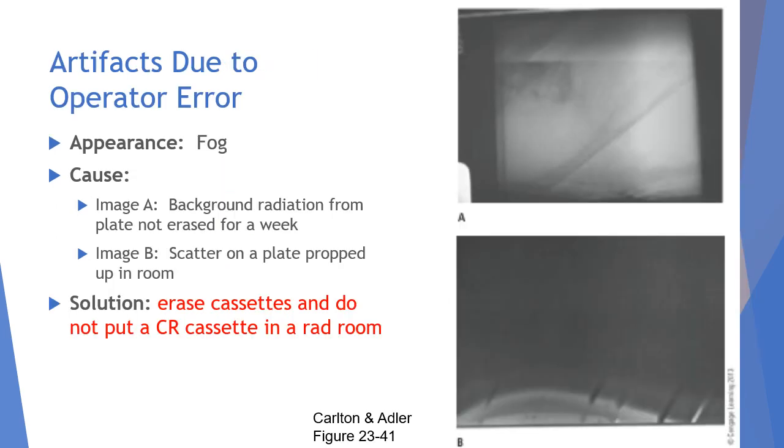Fog. So image A, which is the first one up here, is background radiation from a plate that wasn't erased for a week, and it just showed up in the image. And image B is where scatter was on the image due to a plate propped up in a room. So the solution is to erase cassettes and do not put a CR cassette in a rad room during exposures.